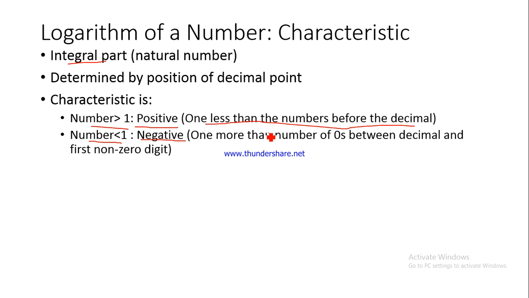In case of a negative characteristic, when the number of which we are trying to find the characteristic is less than 1, the negative characteristic would be calculated in this particular manner. You will have to calculate the number of zeros between the decimal and the first non-zero digit, and then you'll have to add 1 to it. So that would be the characteristic, and the sign would be negative, right?